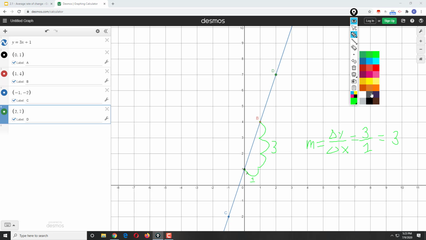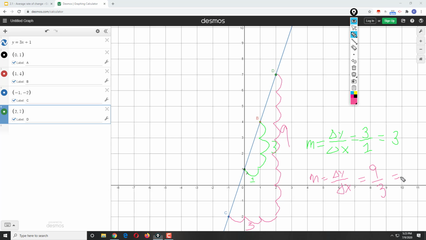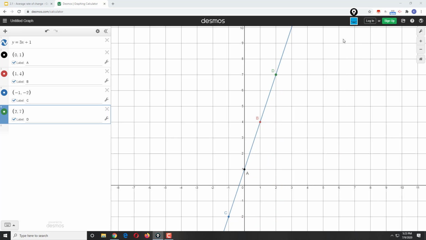This time we're going from C to D instead of from A to B. Some students might say, well, okay, let's see how much we go to the right. 1, 2, 3. We go to the right 3. How much we go up, the rise? 1, 2, 3, 4, 5, 6, 7, 8, 9. So the slope is rise over run. It went up 9, went across 3. 9 divided by 3 is also 3. Of course, we get the same answer because it doesn't matter where we look.